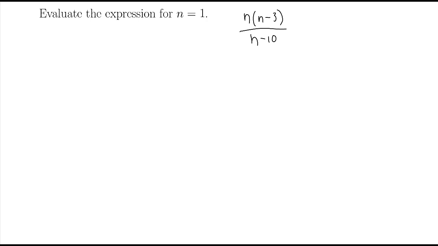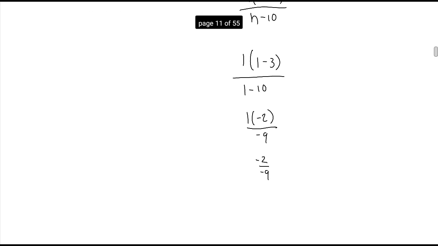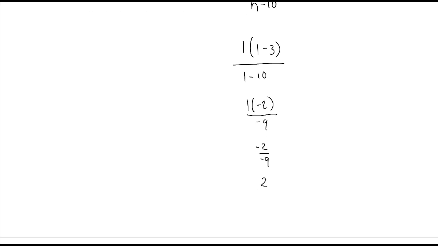That will be 1 times 1 minus 3 over 1 minus 10. Well, that's going to be 1 times negative 2 over negative 9. That's negative 2 over negative 9, and two negatives, of course, make a positive, so we'll have positive 2/9.